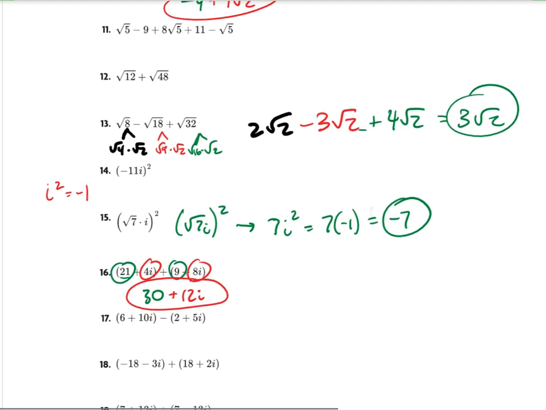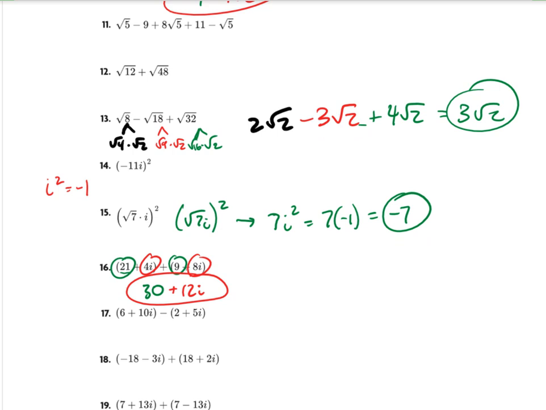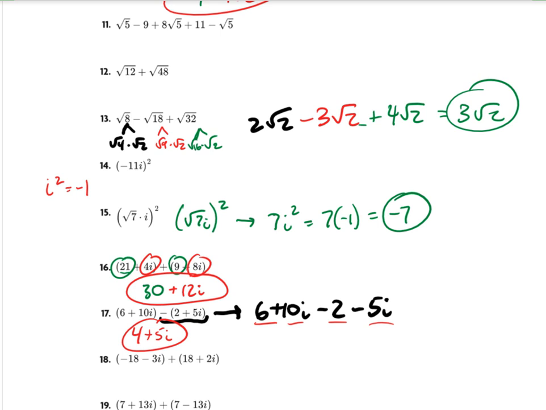Number 17. Okay, so this one, before we lose sight of things, is this part right here. I'm going to rewrite this. So 6 plus 10i minus 2, and that minus sign gets distributed. So now that I'm writing it out like this, hopefully it's a little bit easier to see here. So we get the 6 minus 2 is 4, and we get 10i minus 5i is plus 5i. So our final answer is 4 plus 5i.